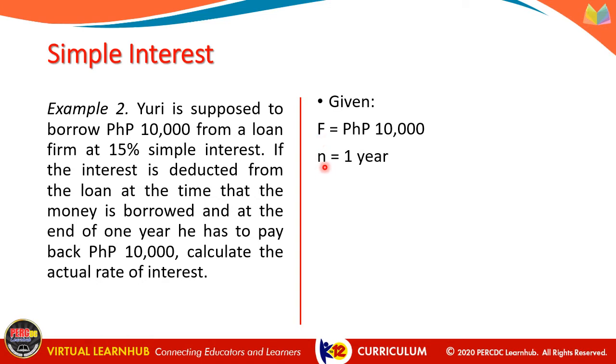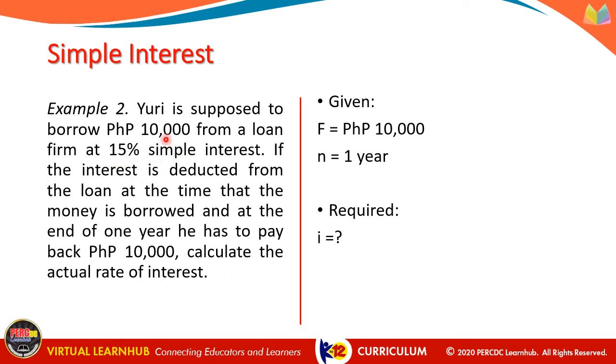Our N is equal to 1, no problem with that, at the end of 1 year. N is equal to 1. In this problem, we are asked to solve for I. Calculate the actual rate of interest. Now, some of you might be asking, isn't it that it's already given? We have here 15% simple interest. This is not our actual rate of interest. It's different from the one that we're going to solve.